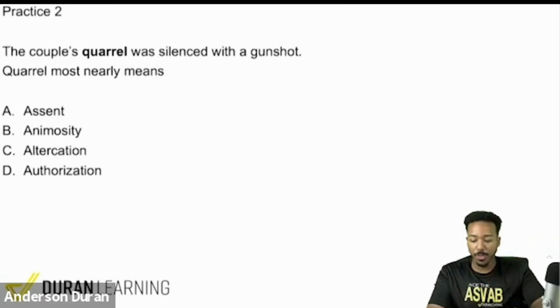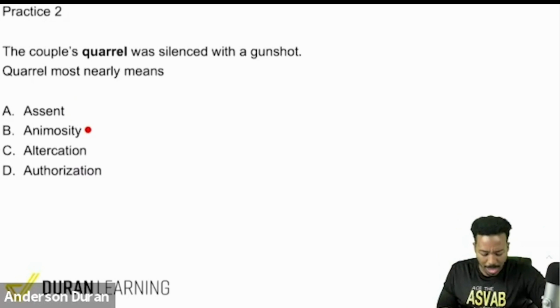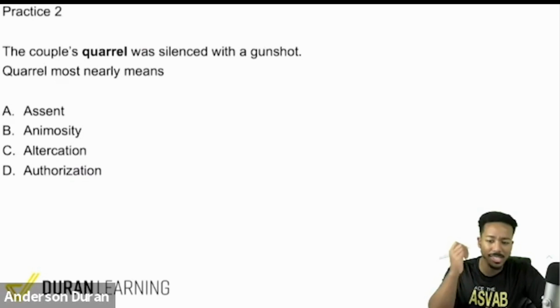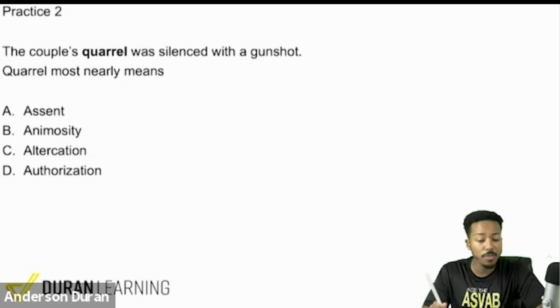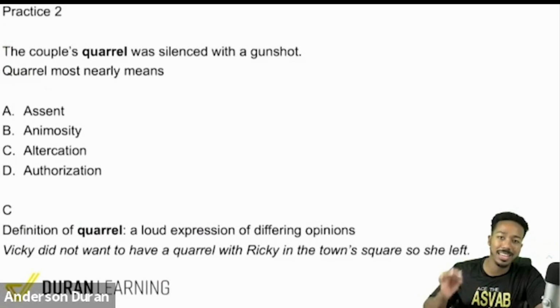When you think about something that can make noise, especially between couples, which one of these words sounds like it would really fit in? Assent, or a rising up; animosity, or anger or hatred towards somebody; altercation, or an argument or a loud debate; authorization, signing off on something. Which one sounds like it would fit the sentence best? The majority of us are saying altercation, and that is correct. A close second is absolutely animosity, but not quite. Animosity and altercation are two different things, and let me explain how.